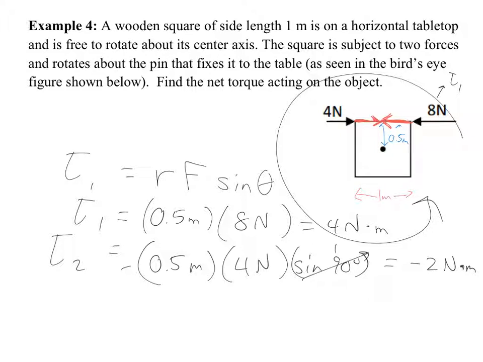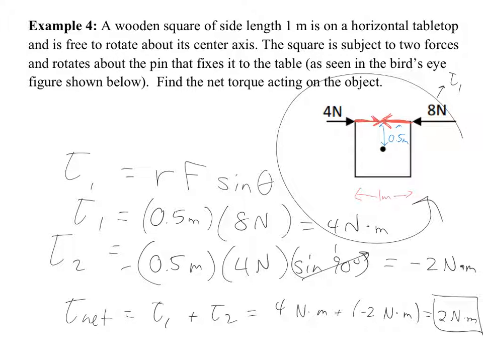So which one is bigger? Obviously the one provided by the 8 Newton force, because it's more force. Same lever arm of 0.5, so more force means more torque. So the overall torque is the sum of all the torques. You don't have to write this out, obviously. It's pretty obvious, right? Which is just simply 2 Newton meters.